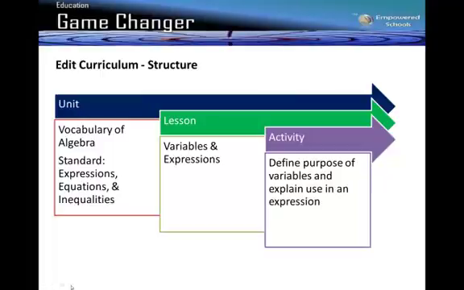For example, maybe the first unit in Algebra 1 would be vocabulary of algebra. As a standard, it might be measuring students' acquisition of an understanding or skill in expressions, equations, and inequalities. A lesson might focus on variables and expressions, and an individual activity would ask students to define the purpose of variables and explain their use in an expression.